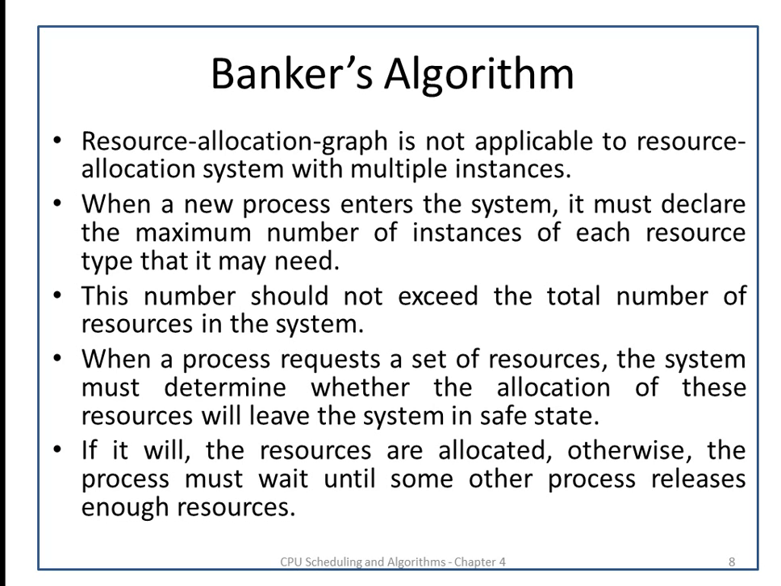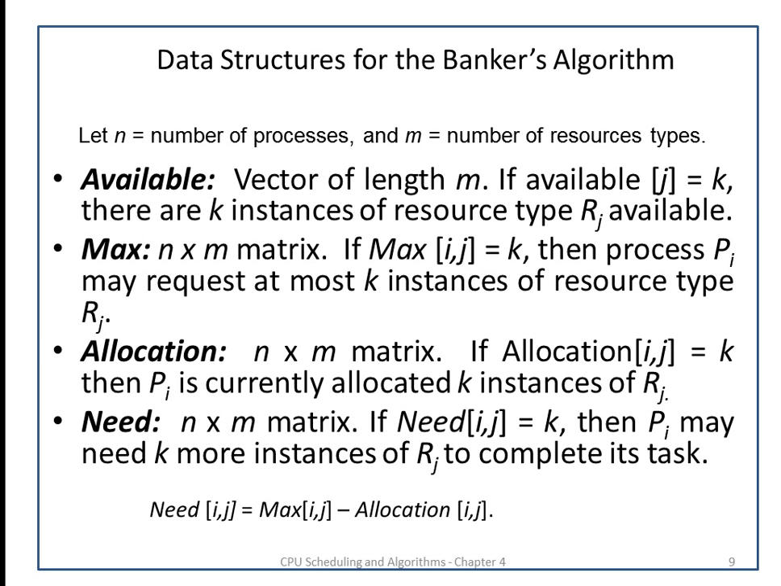Several data structures must be maintained to implement the Banker's algorithm. These data structures encode the state of the resource allocation system. We need the following data structures for the Banker's algorithm. Let n be the number of processes and m be the number of resource types available. Available is a vector of length m. If Available[j] equals k, it means that there are k instances of resource type Rj available.